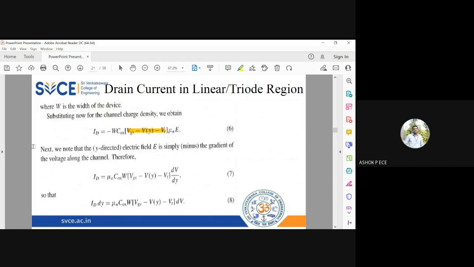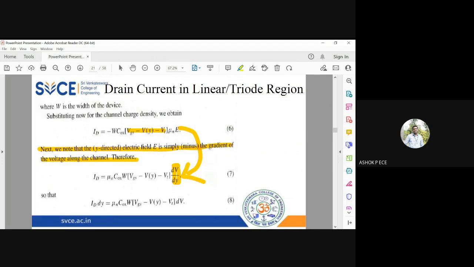And we know that the electric field is a gradient. Electric field is the rate of change of voltage. So I can write this electric field E as dV by dy. When there is an electric potential gradient, you have an electric field. So in this expression, I'm replacing E by dV by dy.